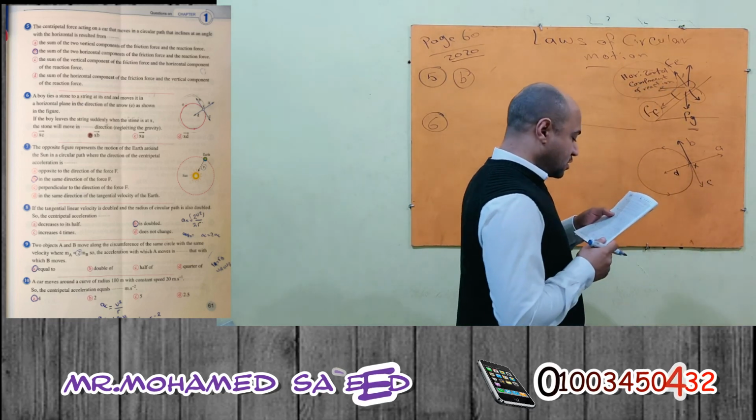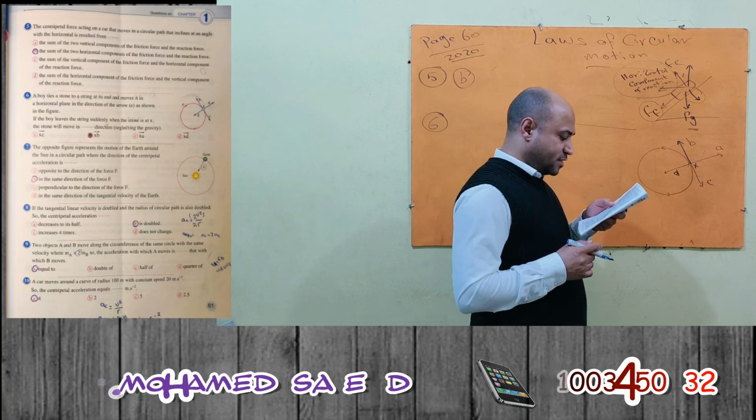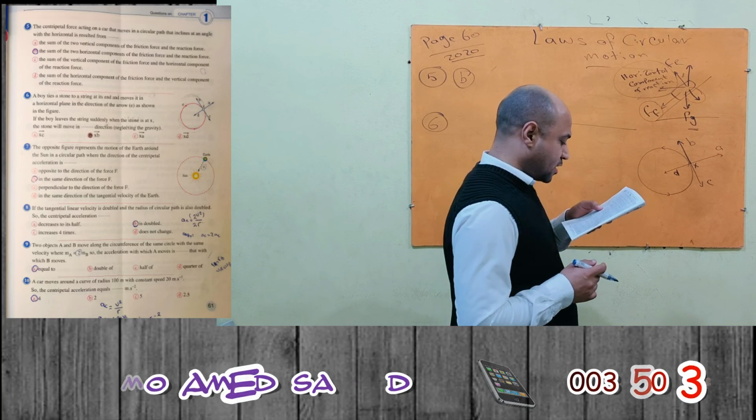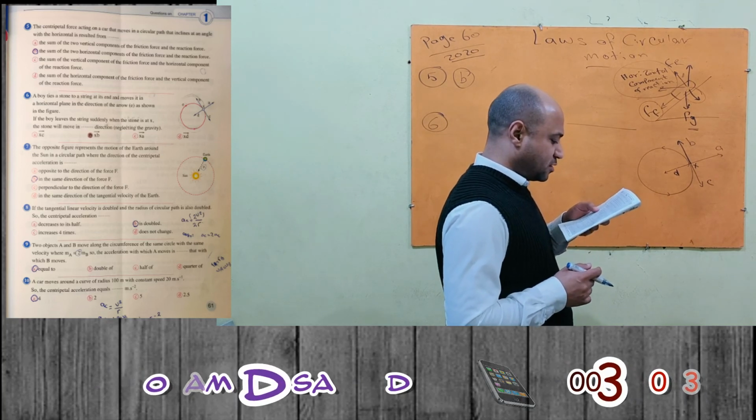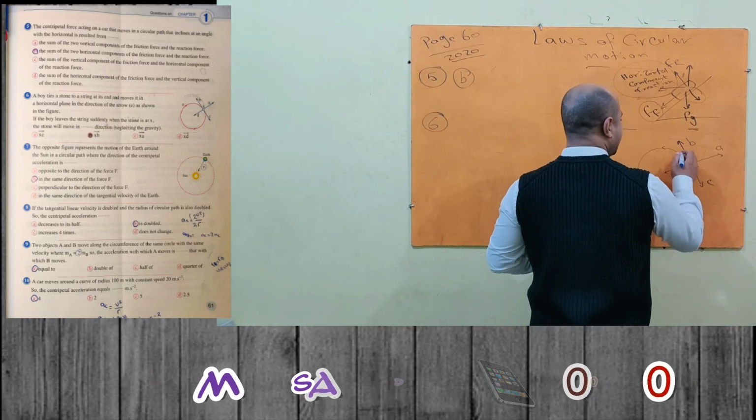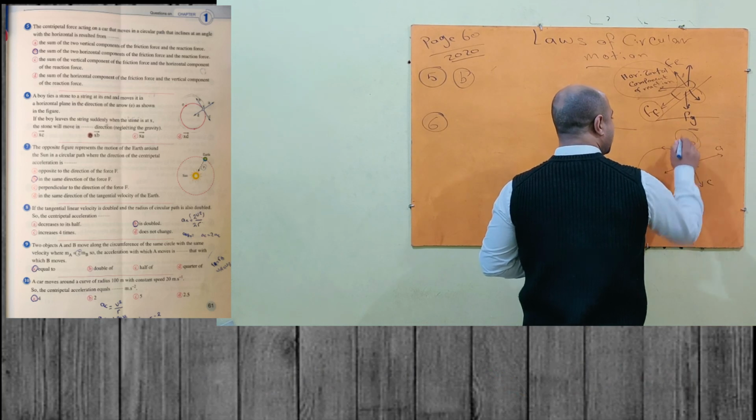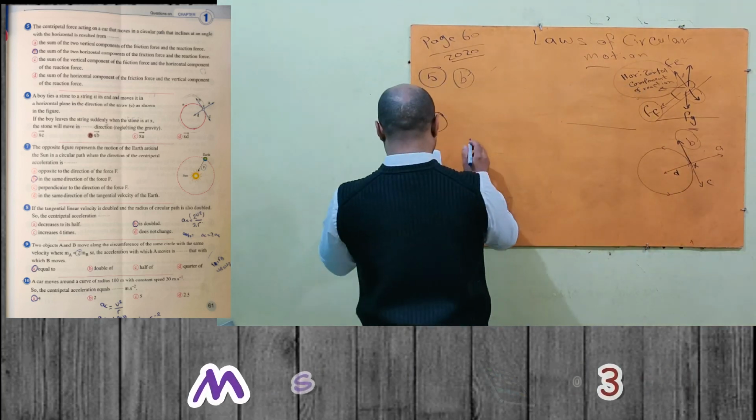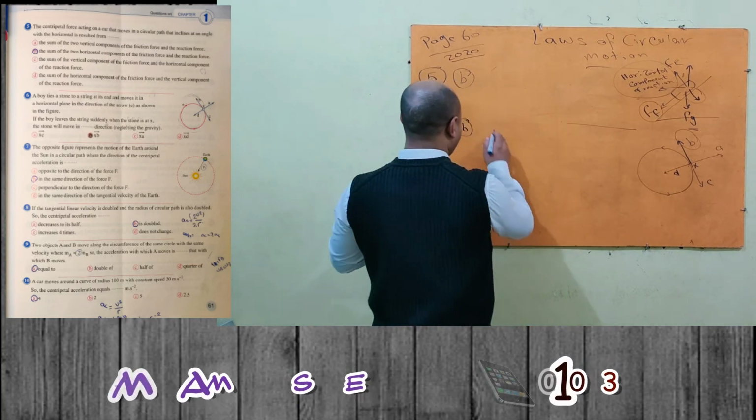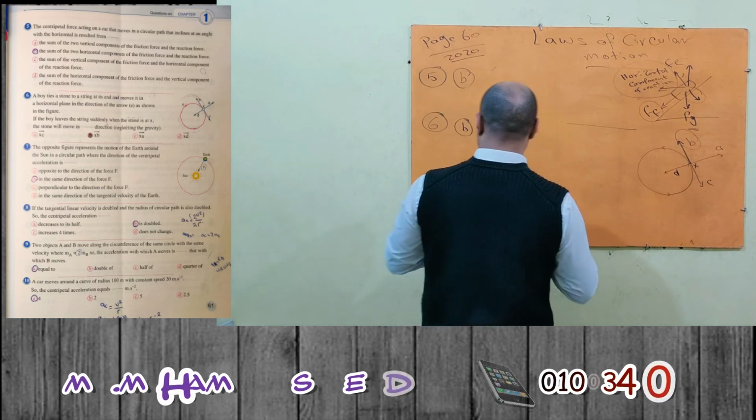The question asks: if the boy lets go of the string suddenly when the stone is at X, in which direction will the stone move, neglecting gravity? The stone will move in this direction, XP, because it will move along the tangent at this moment. So the true answer is B, the stone will move in direction XB. Okay, question number 7.